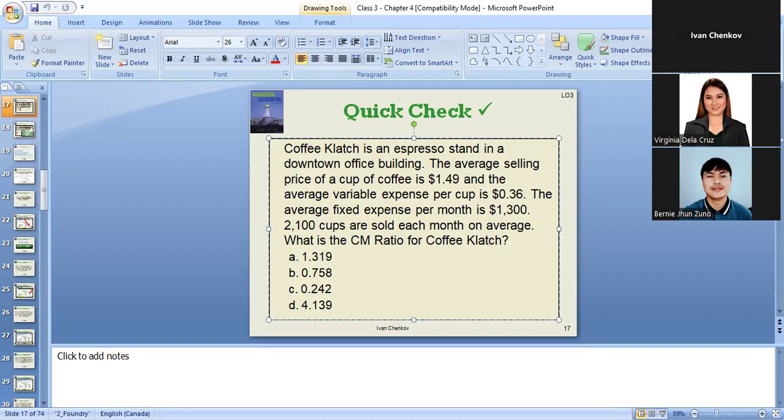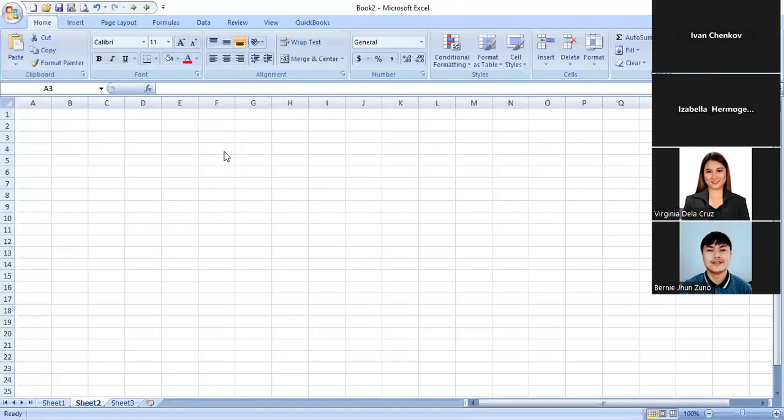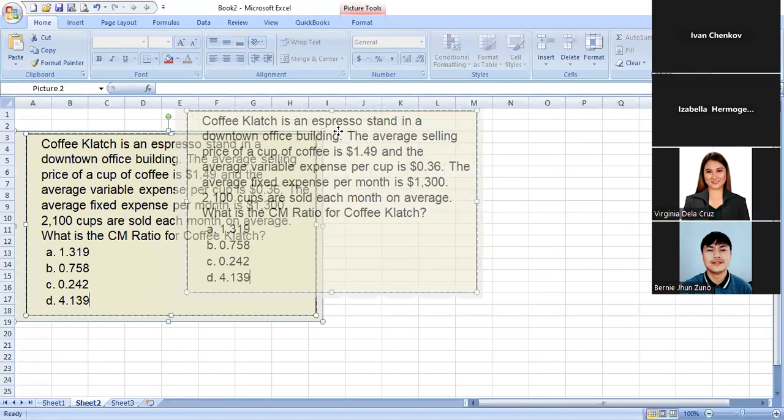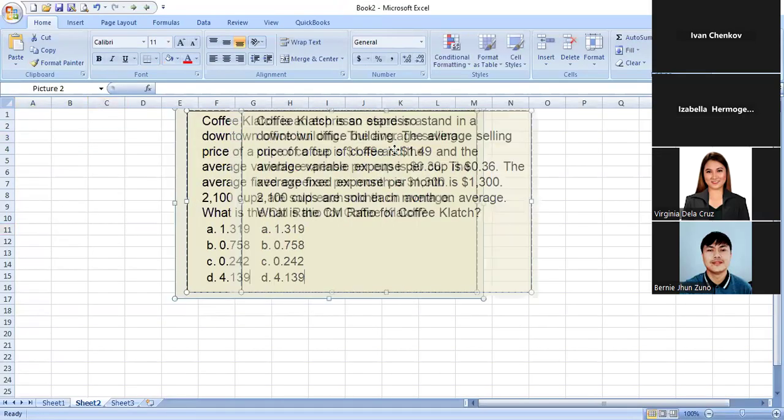Okay, that's easy. And now I can move to the Excel spreadsheet, which I already have open. It's going to be like here. So we have our question. What we have to do is get the contribution margin ratio.